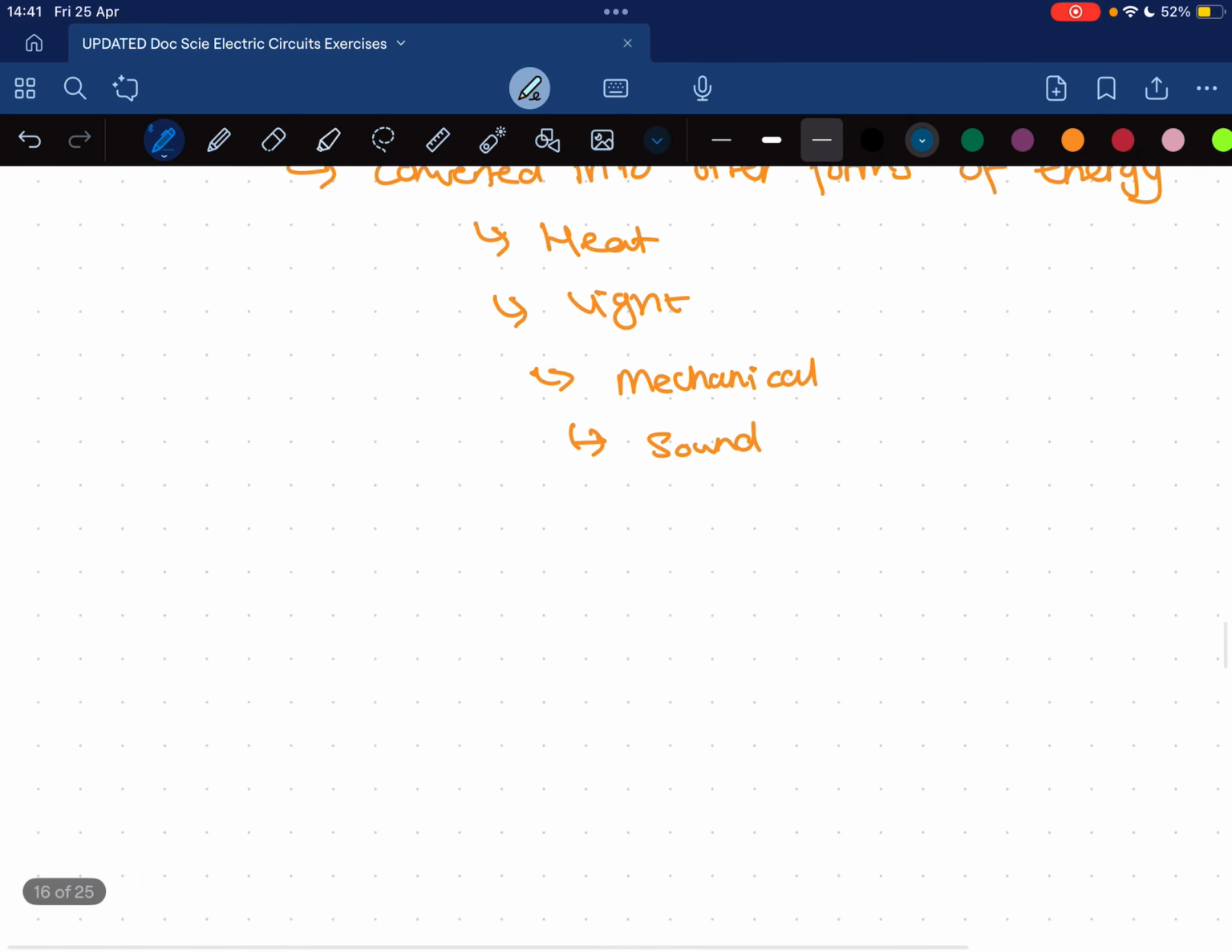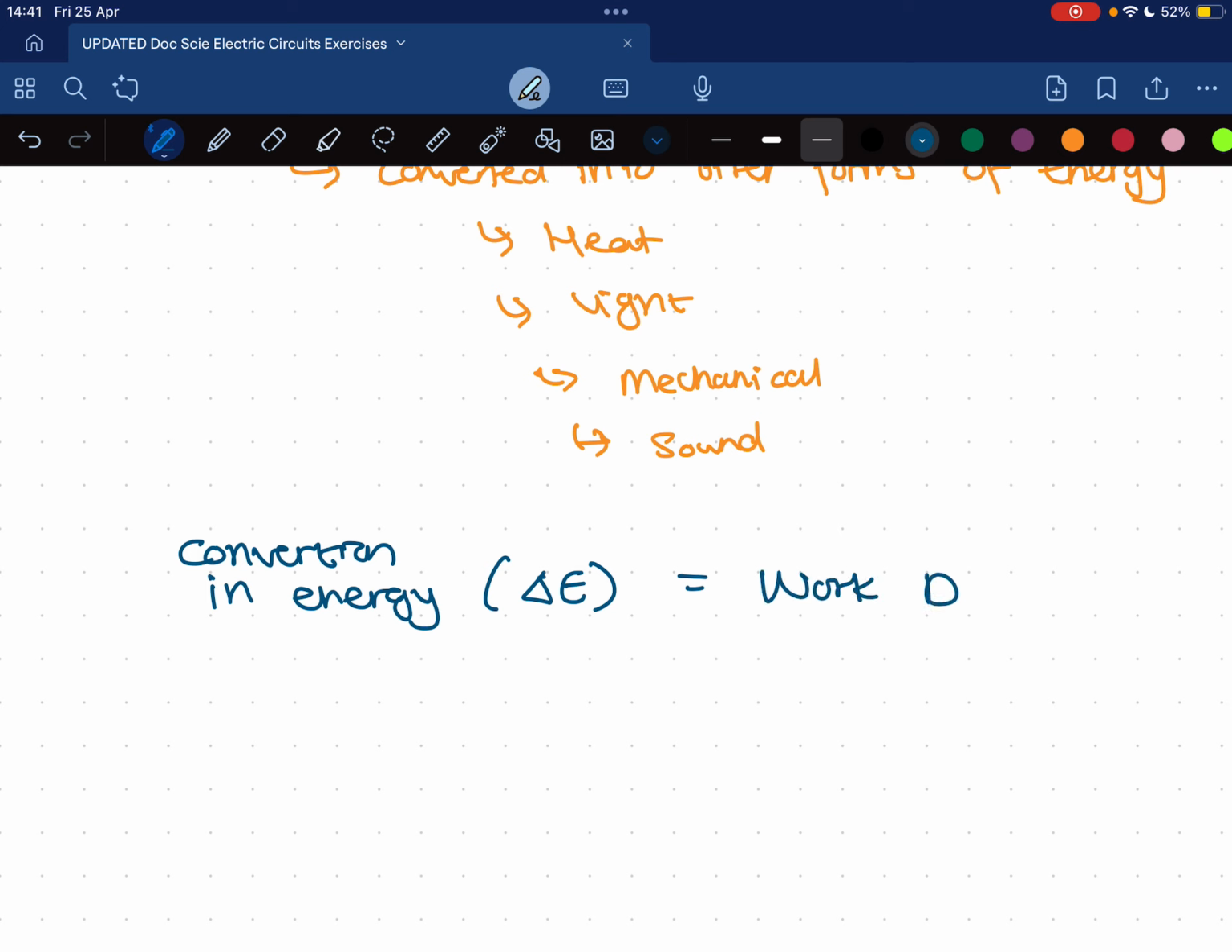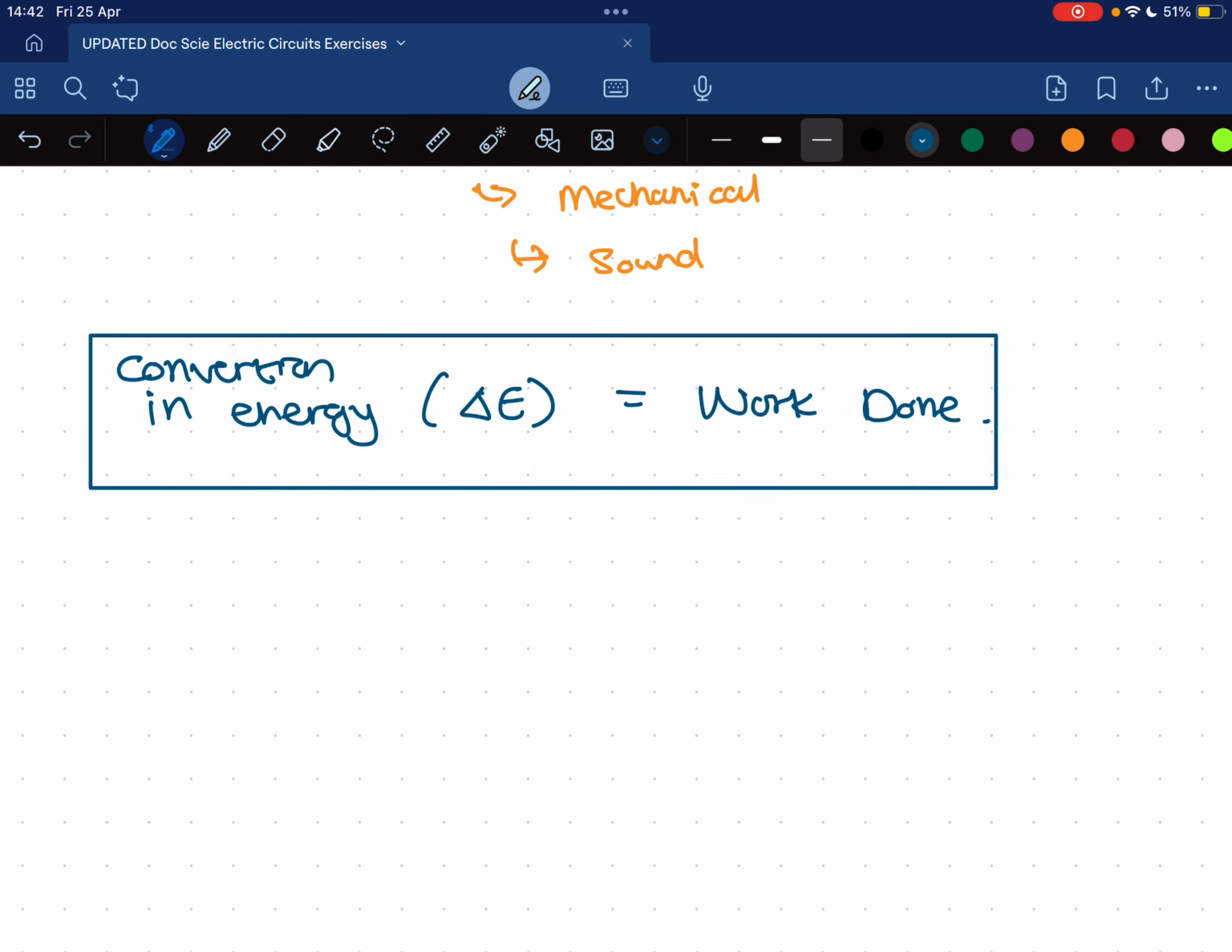So when we think about the change in energy or the conversion in energy, with the symbol delta E, we say that that is equal to the work done. Okay, so when we refer to work done, it means that we are looking at how energy is being converted. This is something that you should already be quite familiar with. So work done has the symbol W and it is measured in joules.